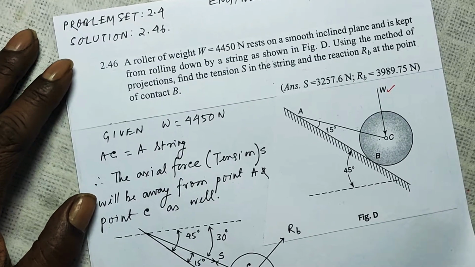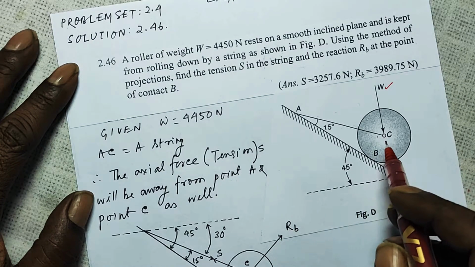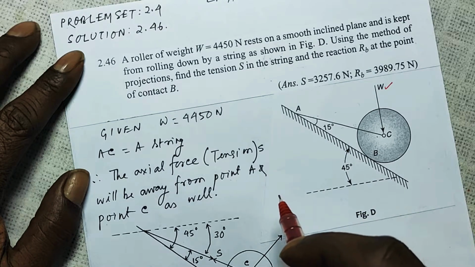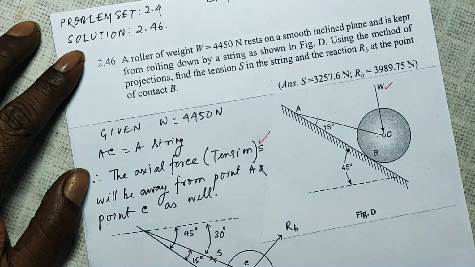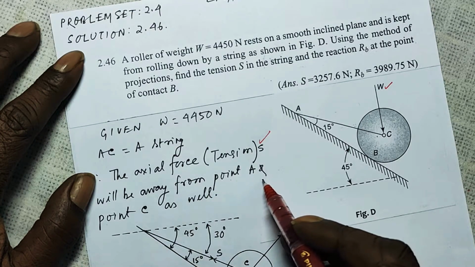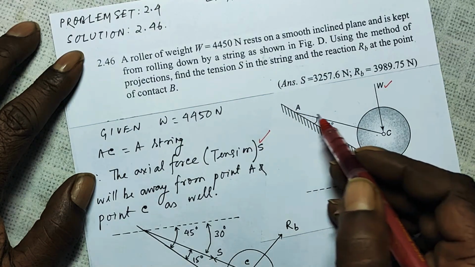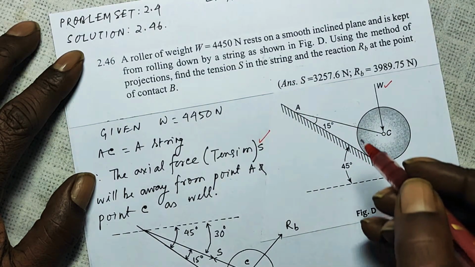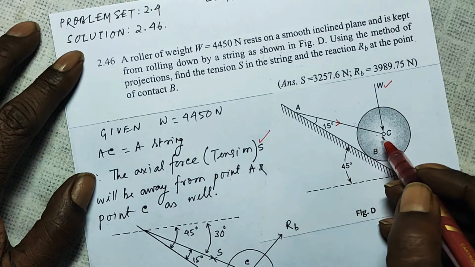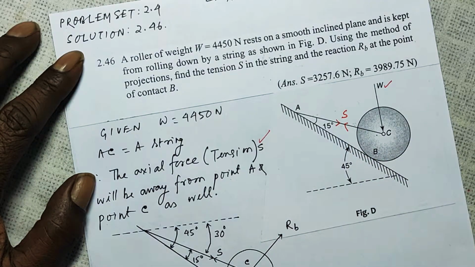Right. So since AC is a string, there will be an axial force in the string called the tension force, S. It will be acting away from the point A and point C. Means this string will have a tension, let it be S. If you consider the point A, it is to this side. If you consider the point C, it is to this side, let it be S.